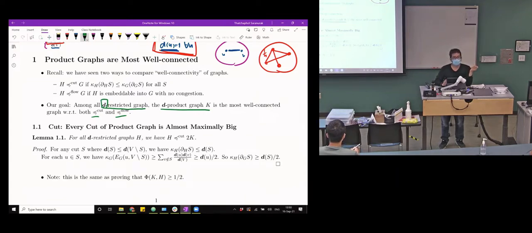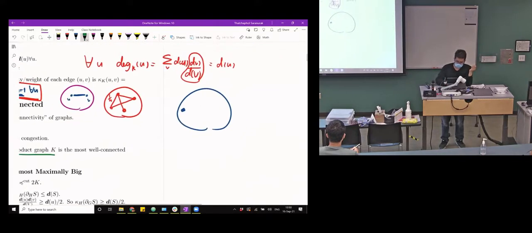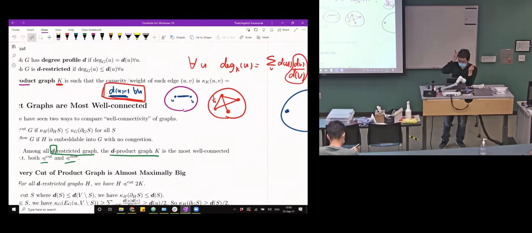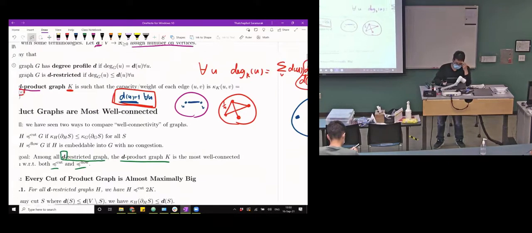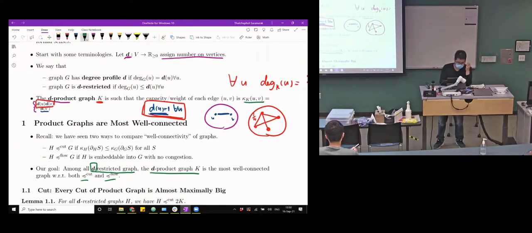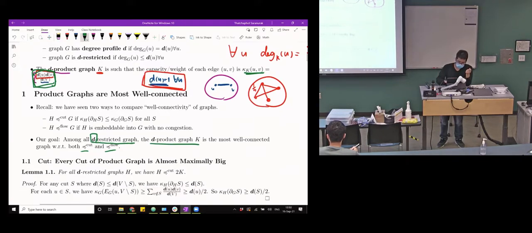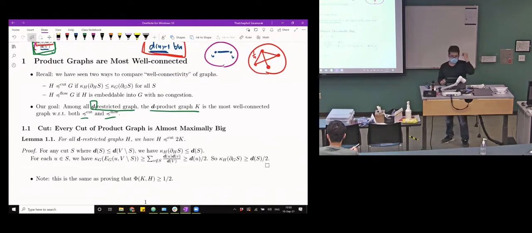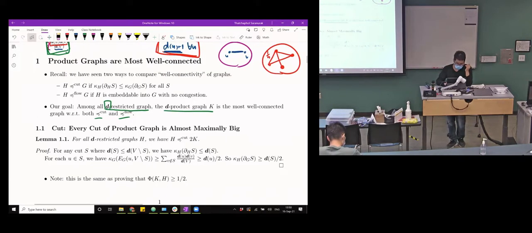So this is just the formal definition. Every edge UV, you just put the weight of this. But morally, it's kind of a complete graph where you scale things so that you have the degree profile to be D. All right, so let's prove this.